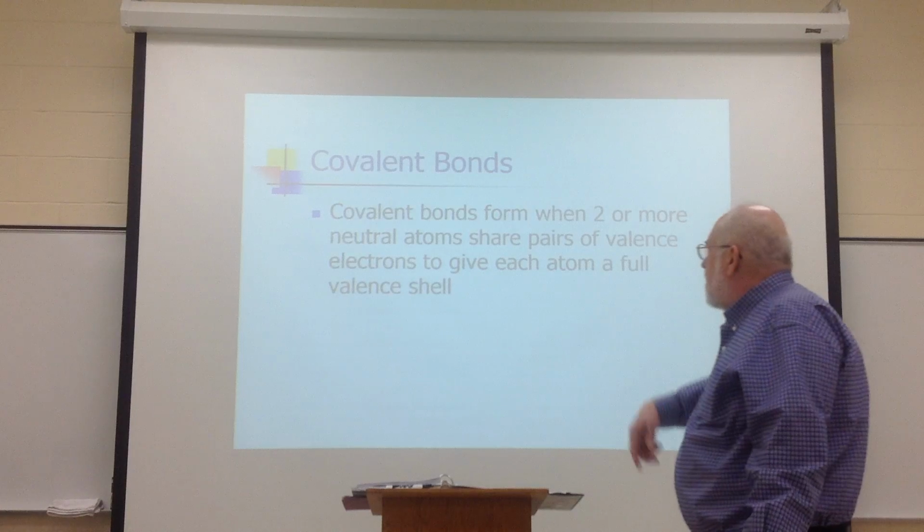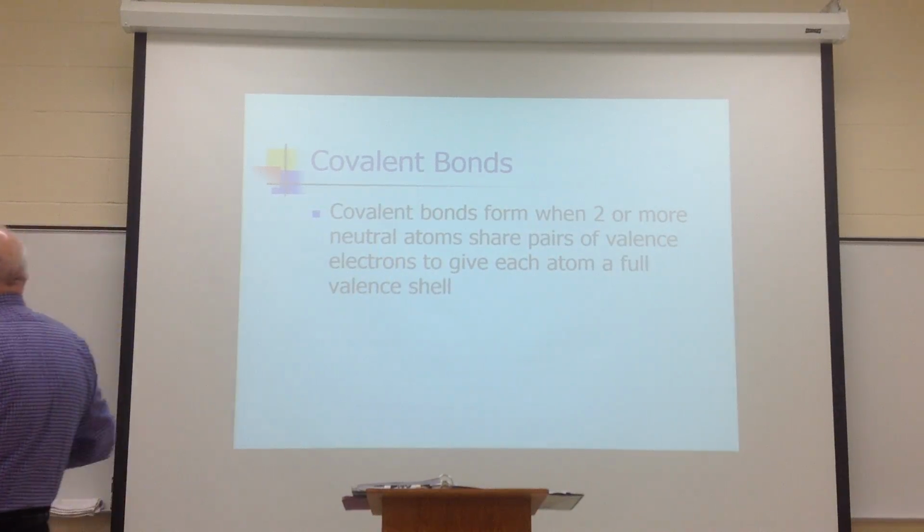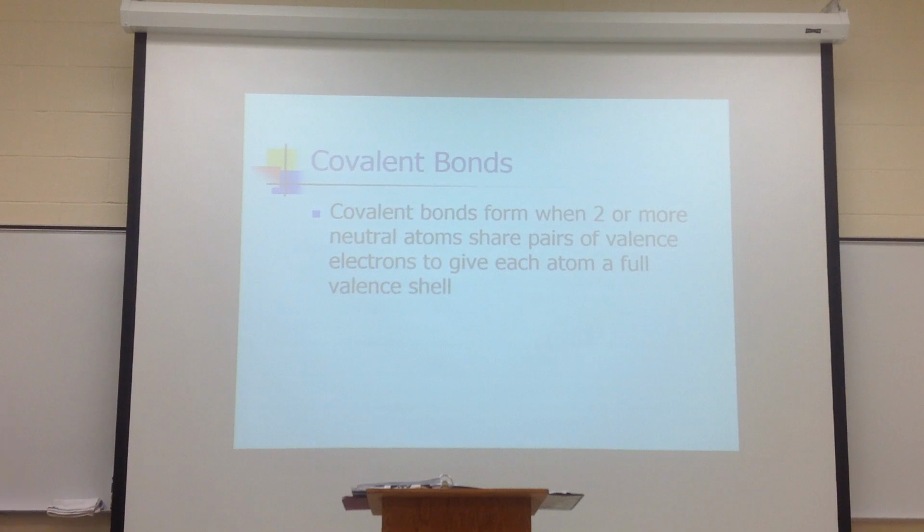All right, so what's a covalent bond? Covalent bonds form when two or more neutral atoms come together and share pairs of valence electrons. Why are they doing it? To get a filled valence shell. This was the third strategy, remember, that we said could be used to attain a filled valence shell, which is far more stable. All right?